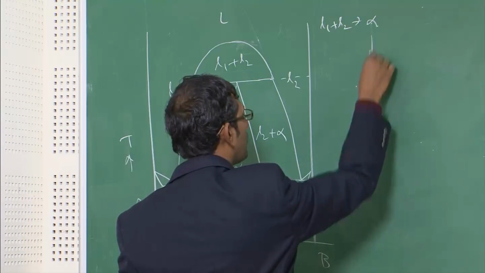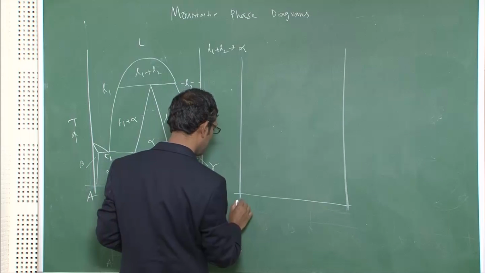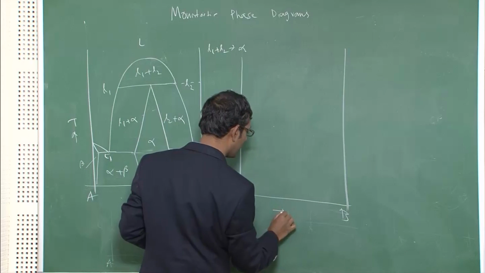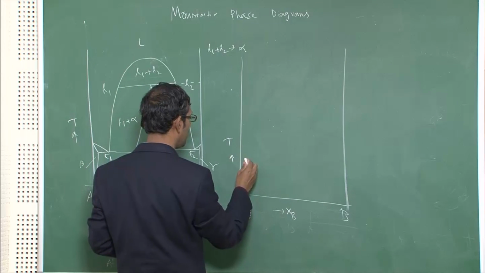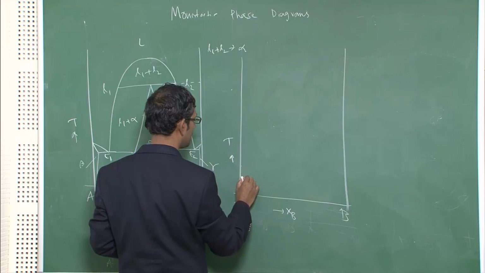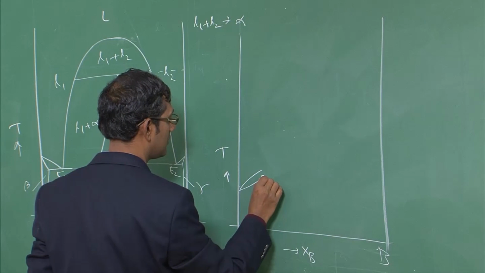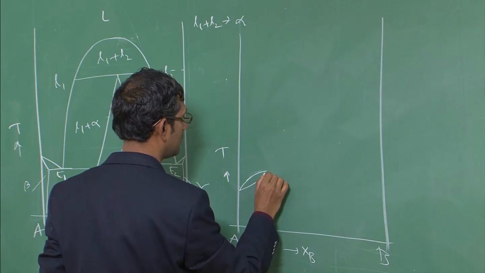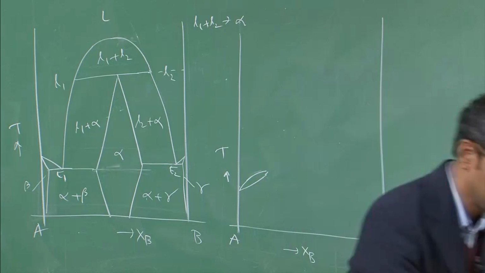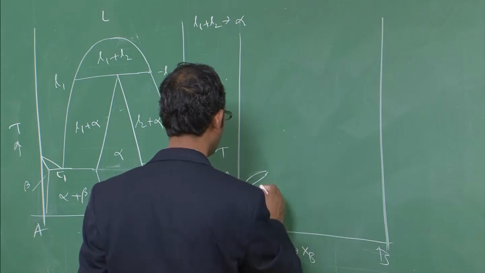Now, you can also have peritectic reactions on both sides. So, let me just draw it. I will see whether, because sometimes I also forget.